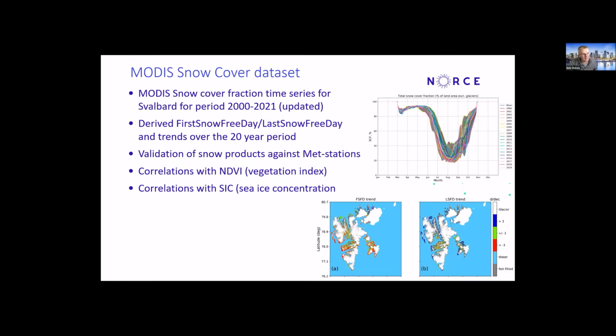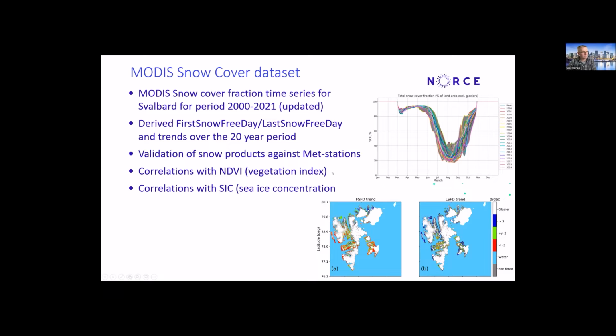To go through the details of this MODIS snow cover dataset, we produced a time series. In these figures, it goes all the way to 2019, where we can see the total snow cover fraction as a function of day of the year. We're also able to derive the first snow-free day and the last snow-free day, and the trends to see how much earlier or later they occurred during this period. Over 20 years, most parts of the coastal areas are more than 3 days earlier by the end of the period than by the beginning of the period.